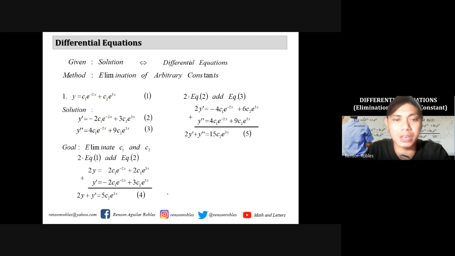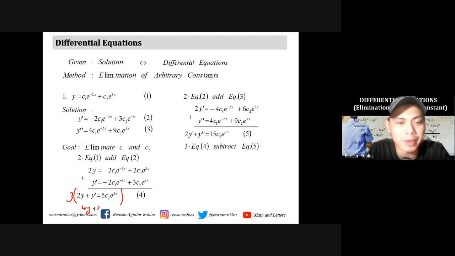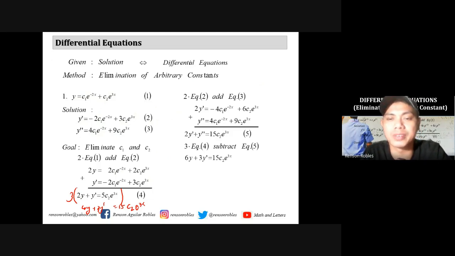Now, when you see equation 4 and 5, there's only one constant, C2. So we can use equation 4 and 5 by elimination again. That can be done if we multiply 3 to equation 4. Since they have the same sign, both positive, we can subtract. So multiply 3 to equation 4 and subtract equation 5. So you have 3 times 2y is 6y, plus 3 times y prime is 3y prime equals 15c2 e to the 3x. So you have this.